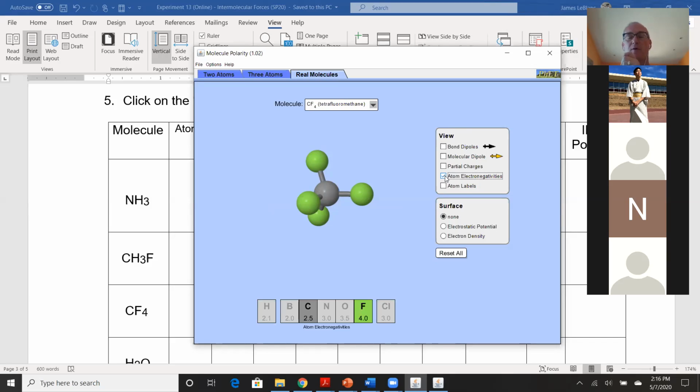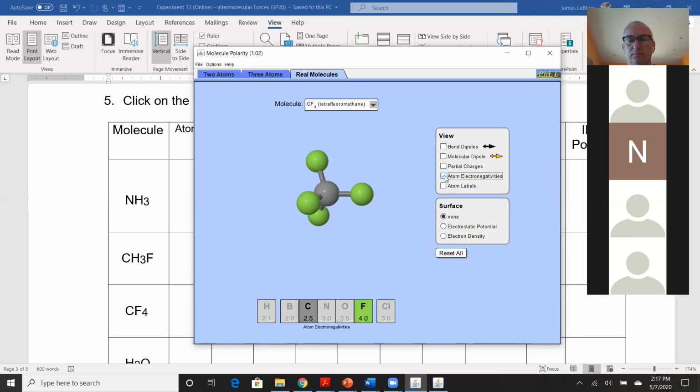So here we've got CF4. We already think we're going to have bond dipoles, right? Because those bonds are polar. There's a big difference in electronegativity between them. So the question is, which direction are they going to point? Are they going to point toward the carbon in the middle or toward the fluorines? Which direction are those arrows going to be? Toward the carbon. Remember, they point towards the more negative charge.